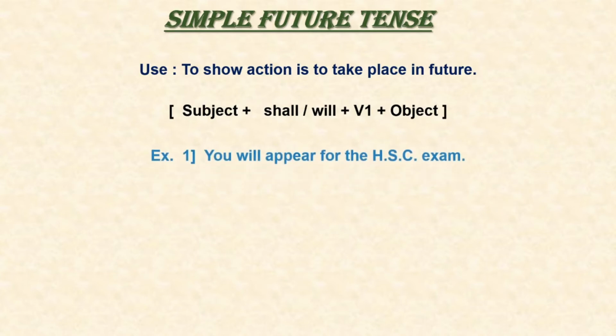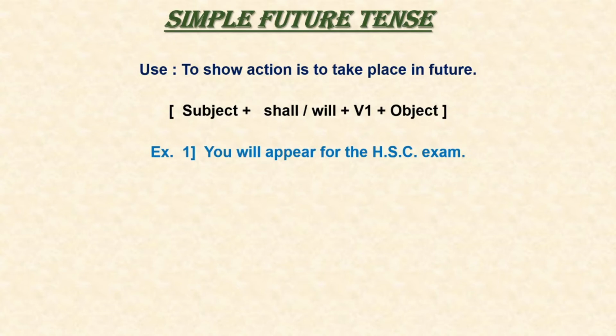Look at the example. You will appear for the SSC exam. Friends, you are studying in 12th standard or 11th standard, but this year or next year, you are going to appear for the SSC exam. So this action of appearing is going to happen in future. Second, India will become a powerful nation. We just hope that this action of becoming a powerful nation will take place in future.